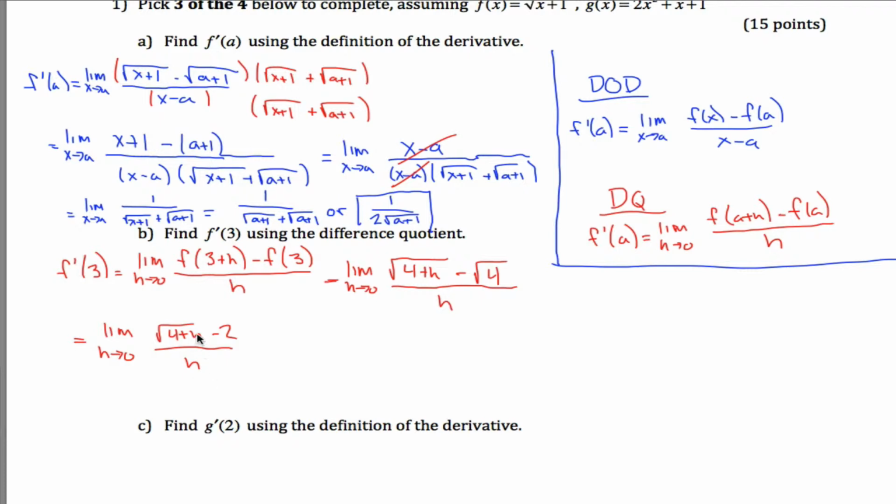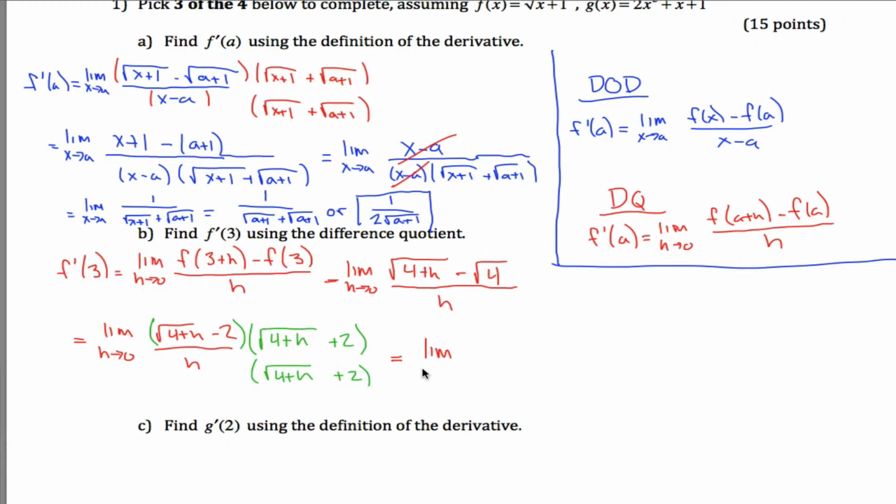Evaluating this limit, I'd like to just change all the h's into zeros, but I can't because I get 0 over 0. So multiply the top and the bottom by the conjugate. That's the trick we do when we've got square roots. The square root of 4 plus h plus 2, over the square root of 4 plus h plus 2. If you do that, things will cancel out nicely.